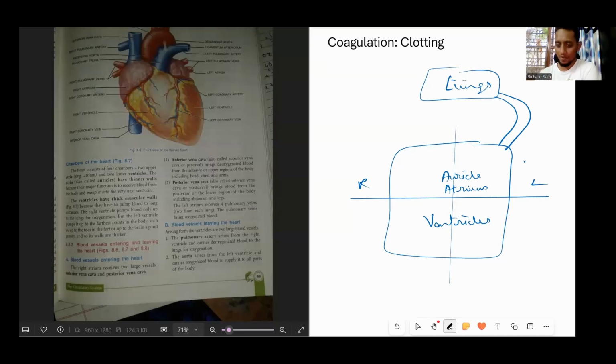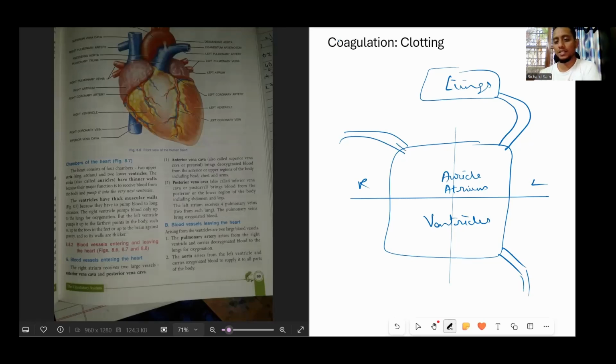Next, from the ventricles, the blood exits and goes to the whole body. Now, this blood that's going out to the whole body is oxygenated blood. It goes to the whole body, supplies oxygen to every cell in the body, and then the blood vessel comes back into the... where does it come back?